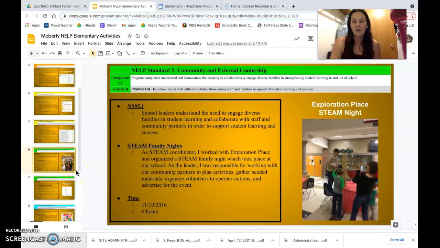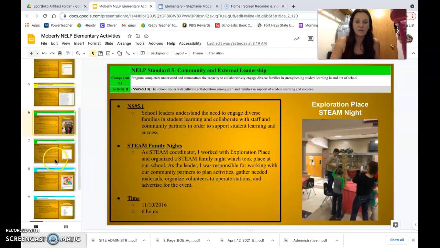During my time as STEAM coordinator, we did STEAM nights. I worked with Exploration Place, which is a company program out of Wichita. So I coordinated that, and we did a couple of STEAM nights. This is a picture of them. They're actually building the huge towers there on the table. We had parents and family members present.